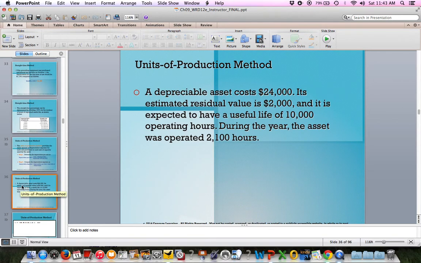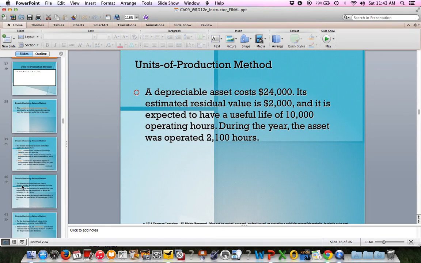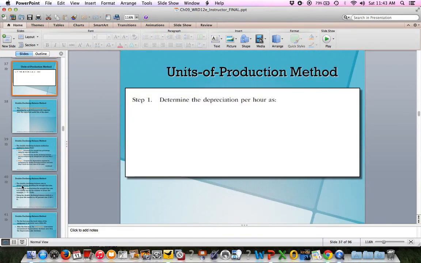So we'll go back to the same numbers that we did with straight line, only now, instead of saying this asset's good for 5 years, we're basically saying that we expect to be able to use this asset for 2,100 hours. And when we're done with that, the asset will be done. At that point in time, the asset doesn't have useful value to us anymore. We'll dispose of it and get $2,000. At least that's what we're thinking for now. And so step 1, determine the depreciation per hour. And I might have to put that in PowerPoint mode to get that to work here.